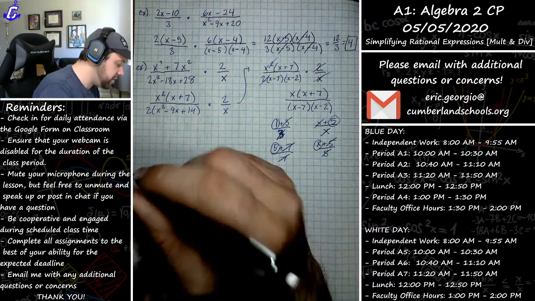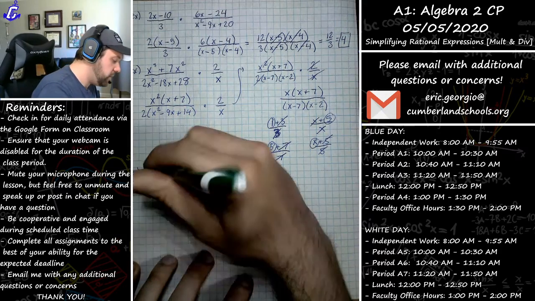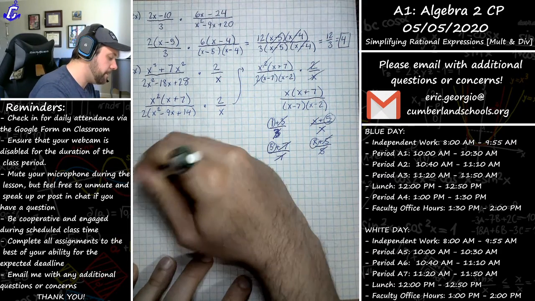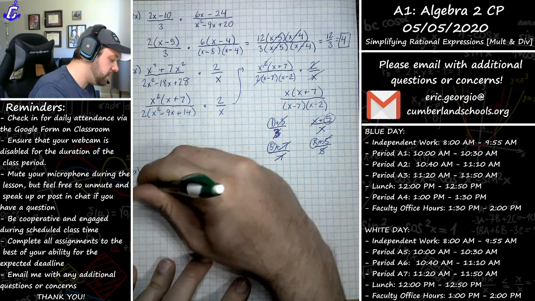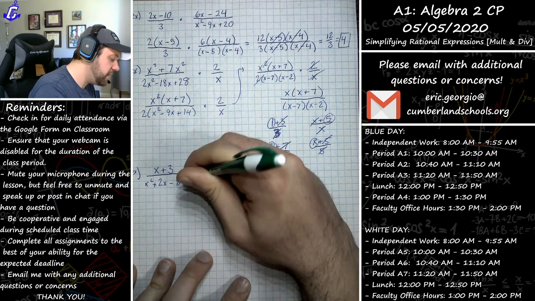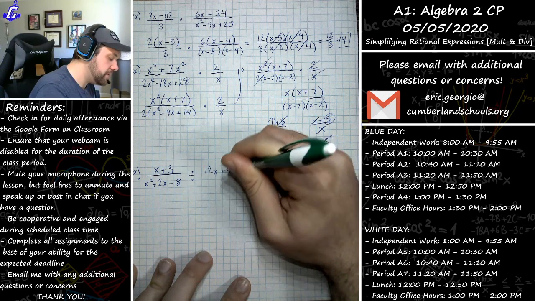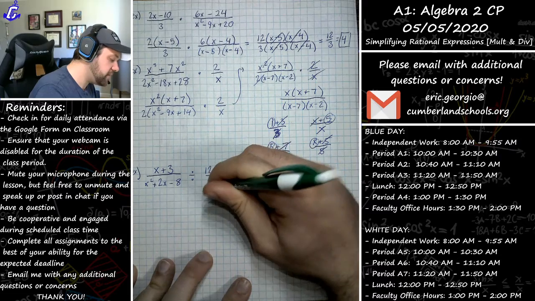Okay, let's get into some division problems then. Okay, how about if I have this? Ready? We're going to do x plus 3 divided by x squared plus 2x minus 8, all divided by 12x plus 40 over x squared minus 9.